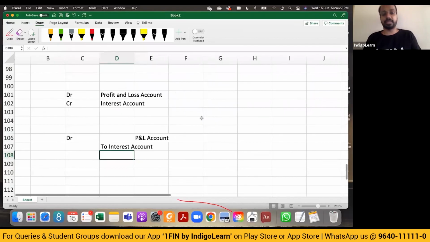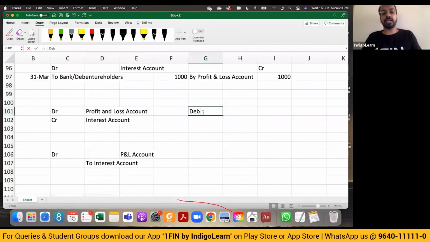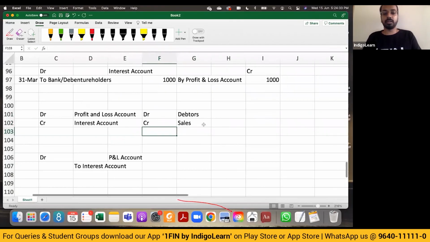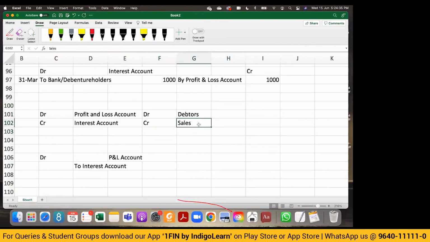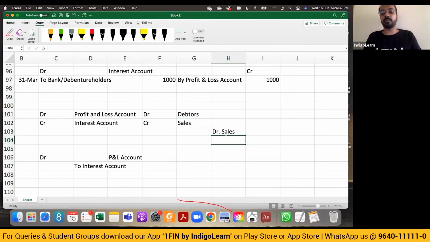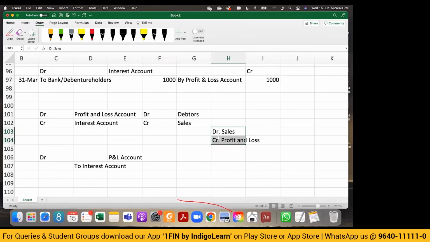So for example, sales, you say debtors credit sales, correct? Yes, sir. This is your golden rule. Now the sales balance, what you have to do is debit sales, credit profit and loss, or trading account, whatever you call it. So that is why on the credit side of trading and profit and loss account, you see sales. So this is called a closing entry. Yes, sir. Okay. Thank you, sir.